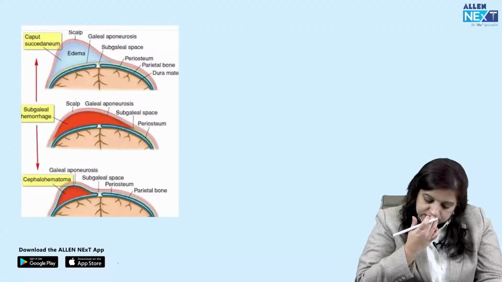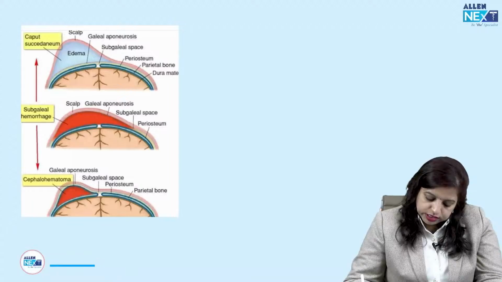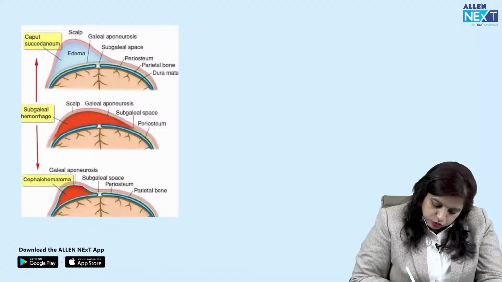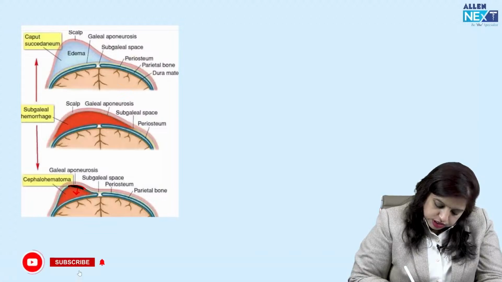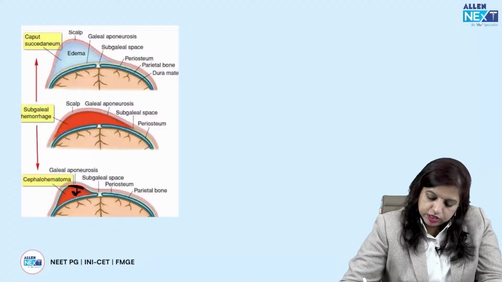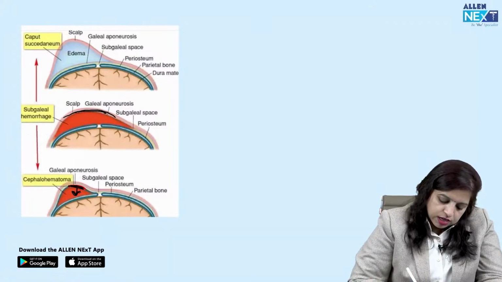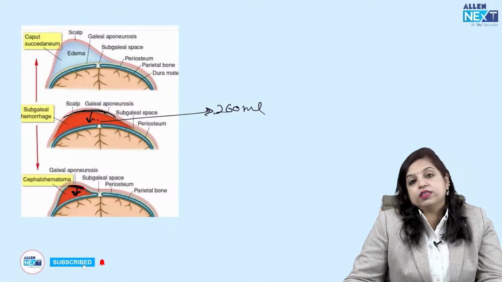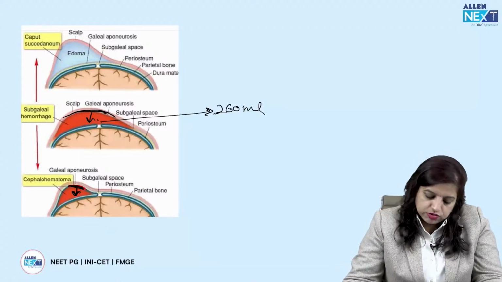So here you can see a comparison between the three important scalp swellings which we see soon after birth. In cephalhematoma, you can see this is the periosteum over here, and this is the blood collection below the periosteum. Now subgaleal hemorrhage, I was telling you, is a potential space beneath the galea aponeurotica, and here you have the collection of blood. Again this space is around 260 ml volume, and this can hold a lot of blood and can push the child into shock and requires immediate resuscitation.